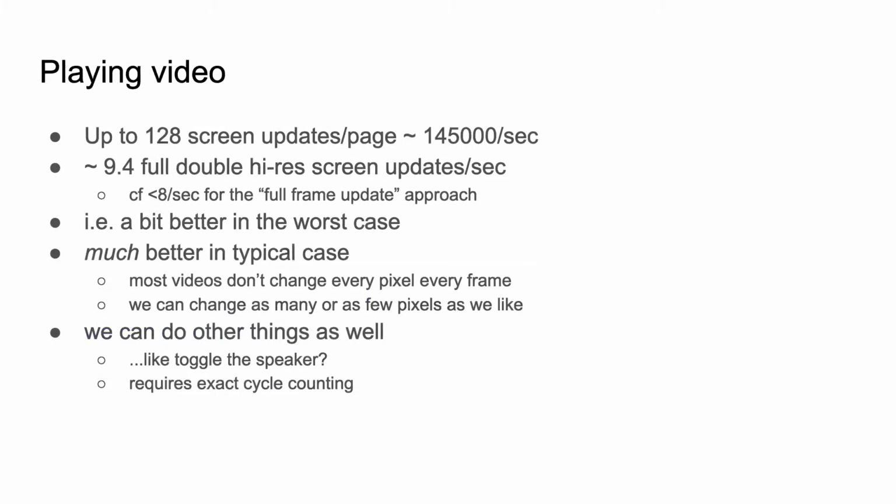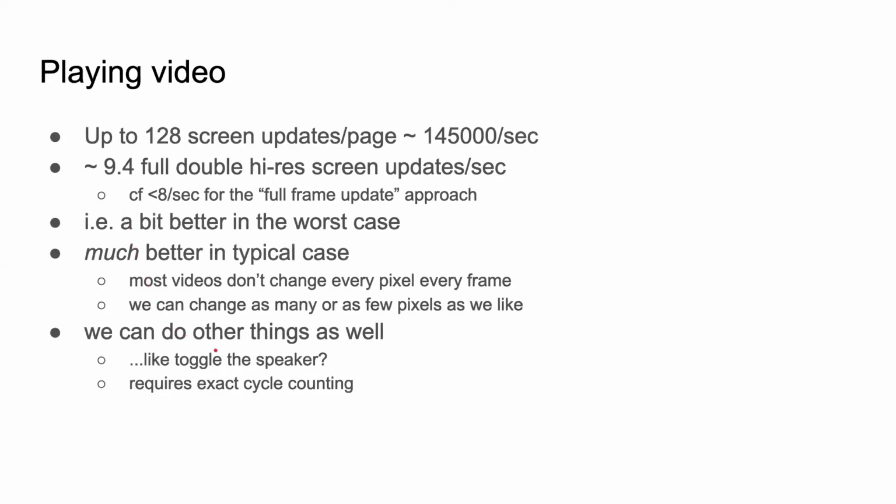So let's come back to using this to play videos. It turns out that using this approach, you can get something like 9.4 full redraws of a double high-res screen per second. And this is slightly better than the full frame update approach we looked at before, which was something less than eight updates per second. So in the worst case, this is better than the previous approach. And on average, it's much better because most videos aren't going to change every pixel every frame, and we can change as many or as few as we like.